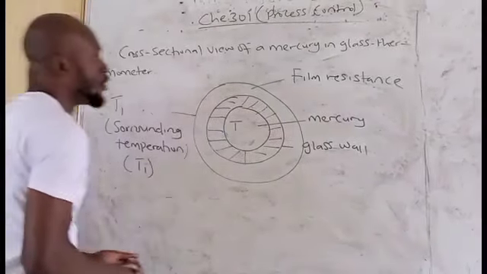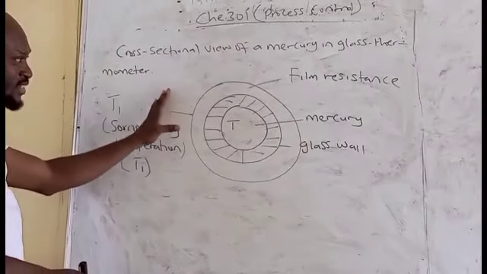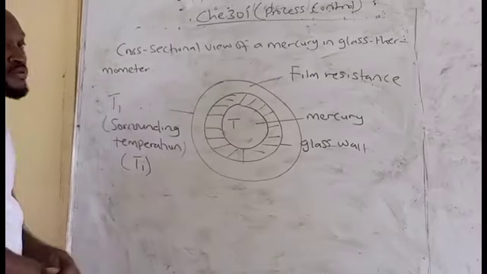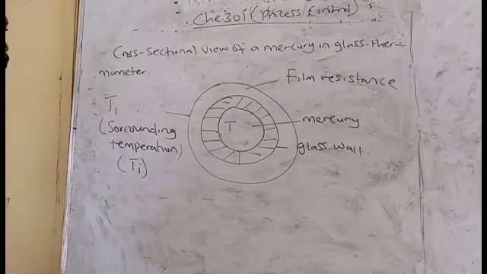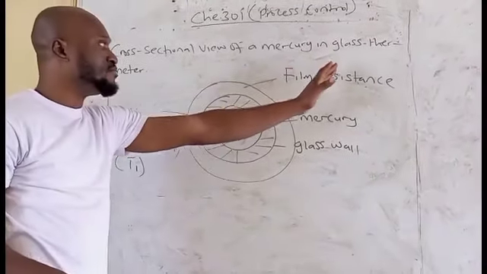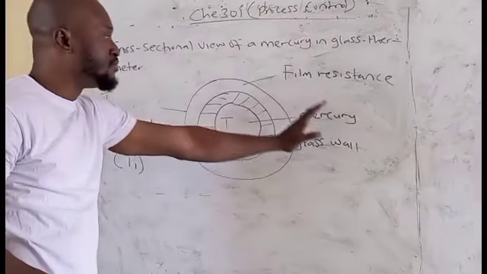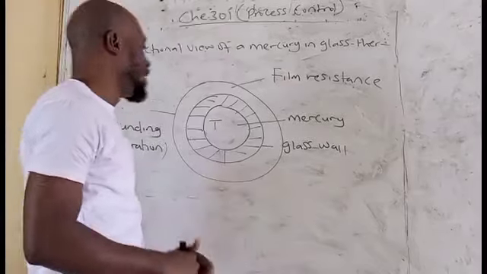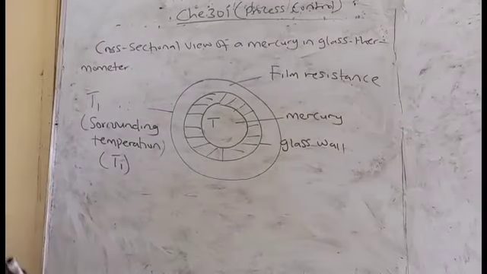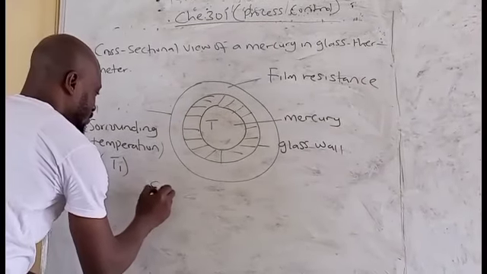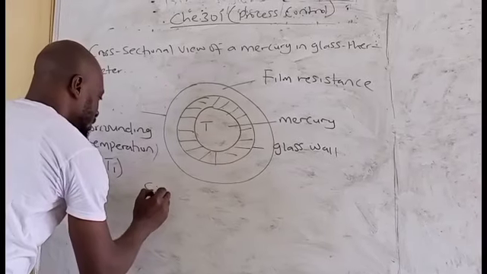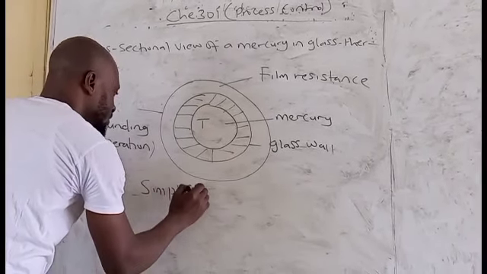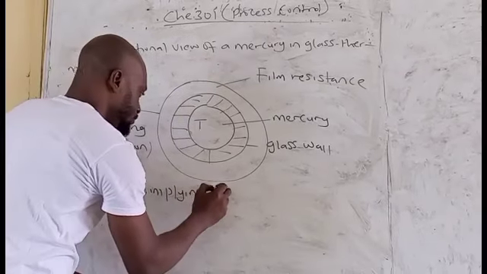So now, what you are seeing on the board is the cross-sectional view of a mercury in glass thermometer. We have already indicated the film resistance, the mercury, the glass wall, and the surrounding temperature, which is T1. We are going to look at the simplifying assumptions.